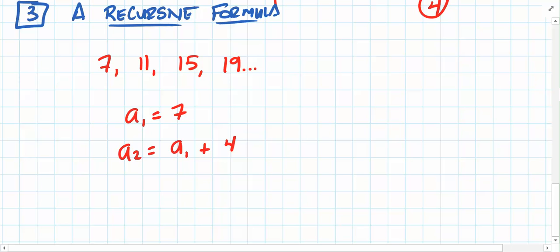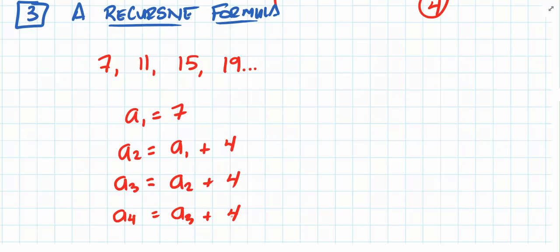So what would a sub 3 have to be? a sub 2 plus 4, right? What would a sub 4 have to be? A sub 3 plus 4. So what's going on? Describe what you see going on in this particular case. Well, what do I mean by recursive? What I mean by recursive is this, right?